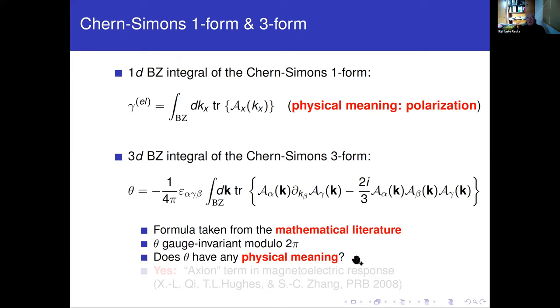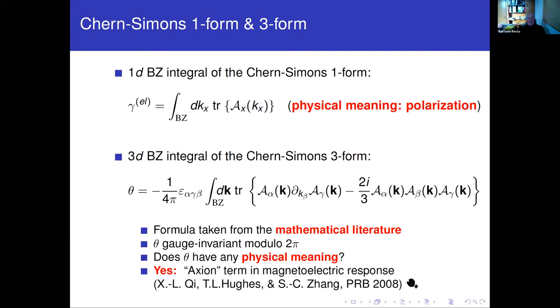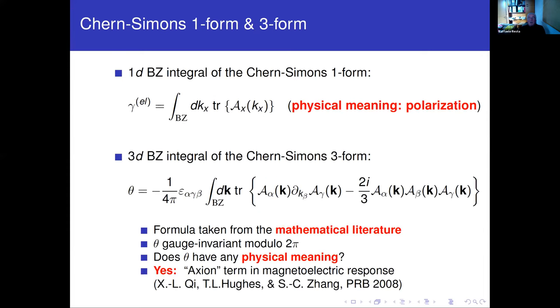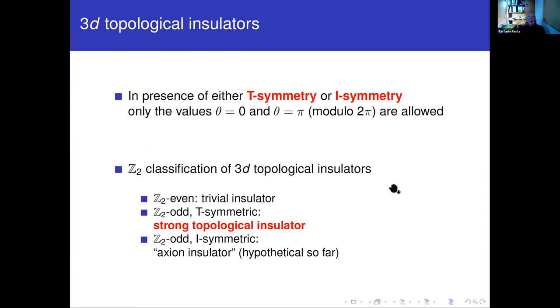And does theta have a physical meaning? The answer was found in 2008 by Qi, Hughes, and Zhang. So this has a mathematical meaning. What is the physical meaning? Well, the important point, more than the meaning in my view, is what happens when you have either time reversal symmetry or inversion symmetry, because analogously to the case of polarization, it is only possible to have zero or pi modulo 2 pi.